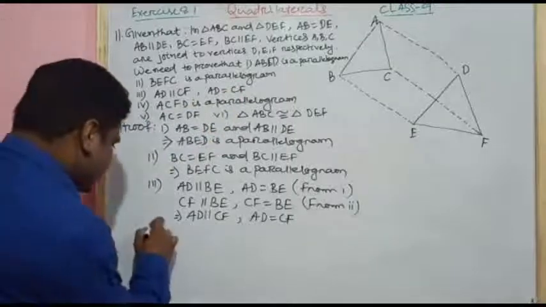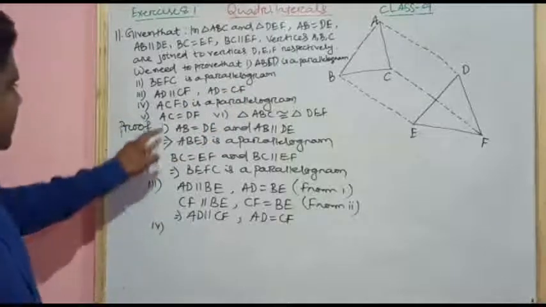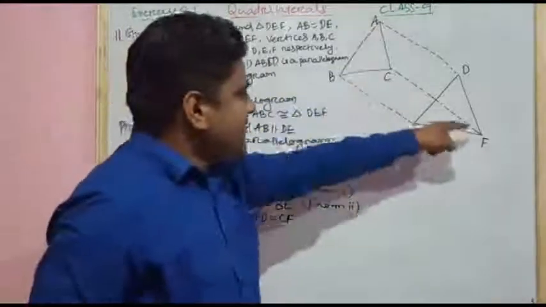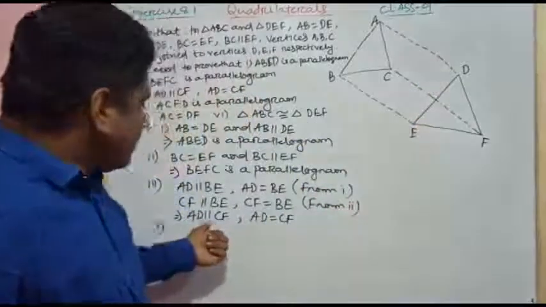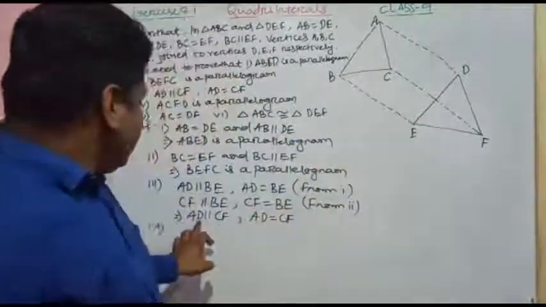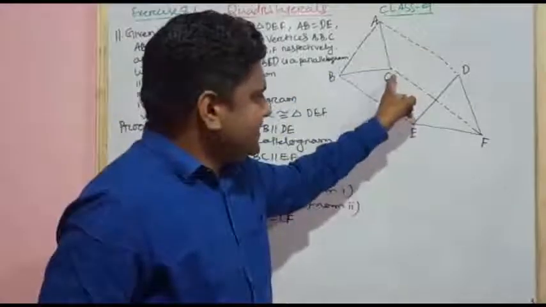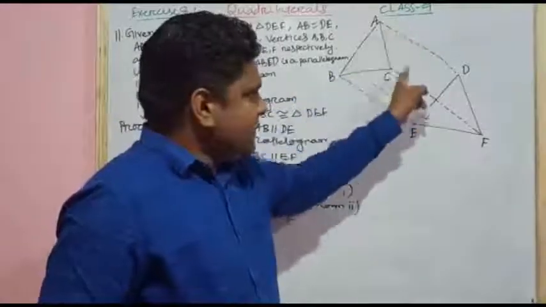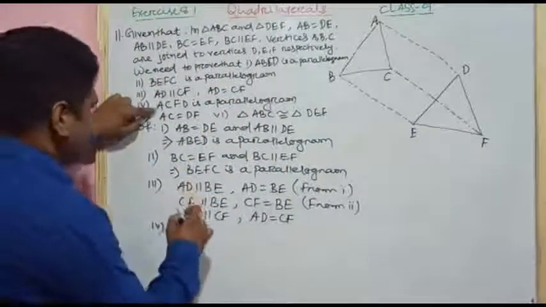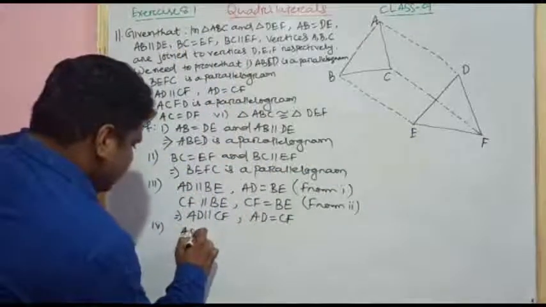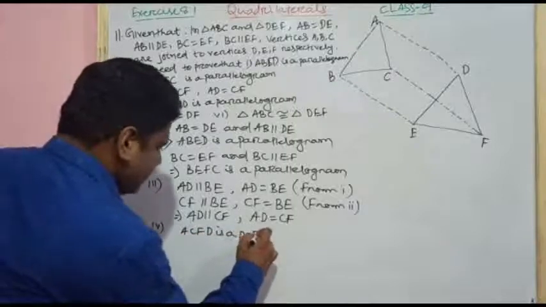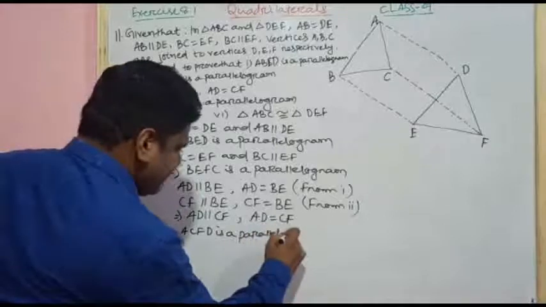Let's prove the fourth bit. That is, we need to prove that ACFD is a parallelogram. We have proved AD and CF are parallel and AD and CF are equal. So we can write ACFD is a parallelogram.